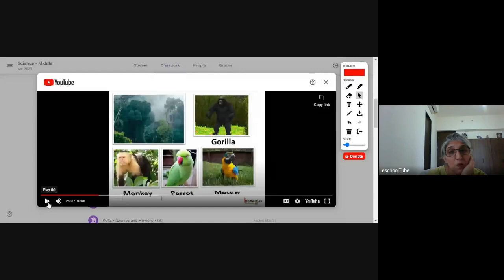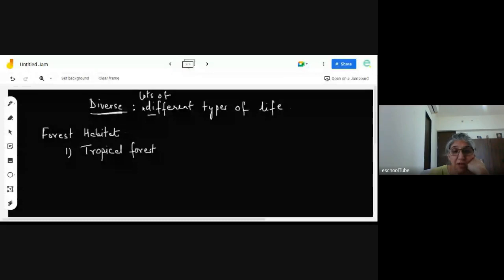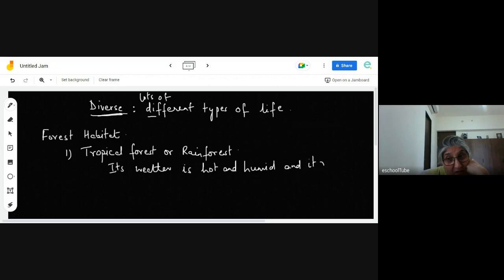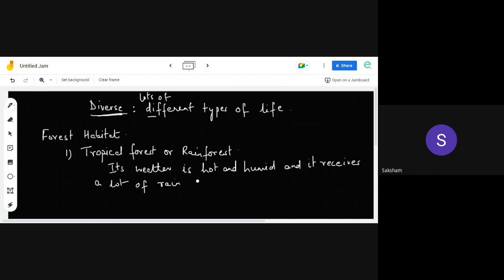Okay, so now, what is tropical forest or rainforest? Can you tell me what we can write about it if somebody asks us to write a note on tropical forest or rainforest? Its weather is hot and humid. It receives a lot of rain. How much rain? 200 centimeters. And what else?